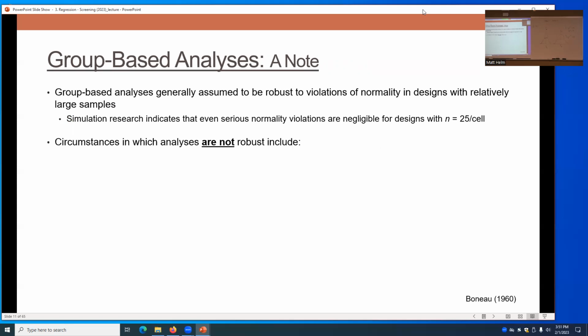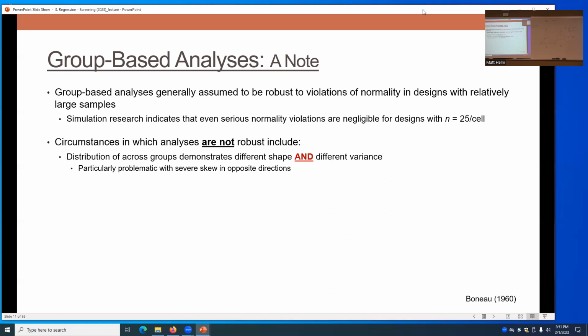But again, remember the situations where I start doubling down on stuff, right? If across my groups I've got a different shape of distribution and different variances, a violation of homogeneity of variance, and in group A I've got a positive skew and in group B I've got a negative skew, I don't know, that's too much stuff going on. We're probably going to have some problems here, okay?